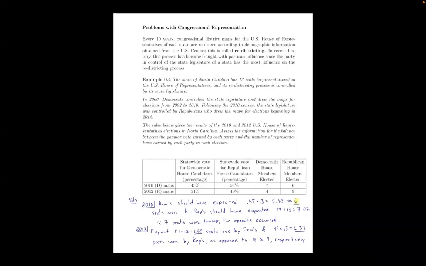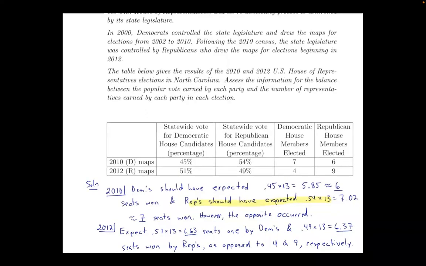So they should have expected to win 5 to 6 seats, or we should have all expected them to win 5 or 6 seats. And the Republicans should have expected to win 54% of 13, or 0.54 times 13. And that was about 7.02, or approximately 7 seats, right? However, it was the opposite way around, right? Again, the Democrats should have expected to win 6 by winning 45% of the vote, and the Republicans should have expected to win 7, and it was actually flipped.